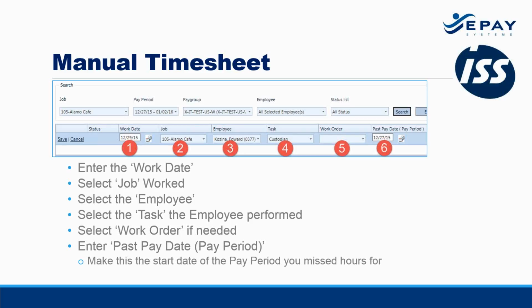Only active work orders on the date of that work, the day worked, are going to be available. So if a work order did not become available until January the 20th, and you're trying to enter time on December 27th, guess what? You're not going to be able to see that work order.